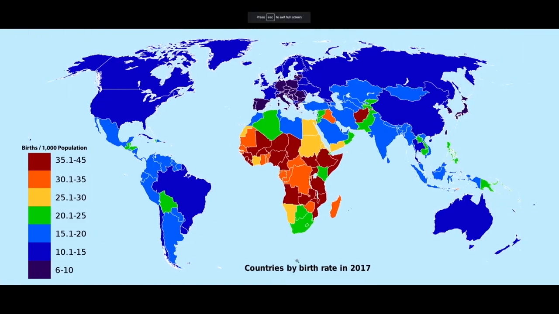Here's another interesting map. This is a map of births. What countries have the most births per population? We can see that the United States and Canada have kind of low birth rates, and we can see really high birth rates, especially here in Africa. There are really high birth rates per 1,000 people in the population.